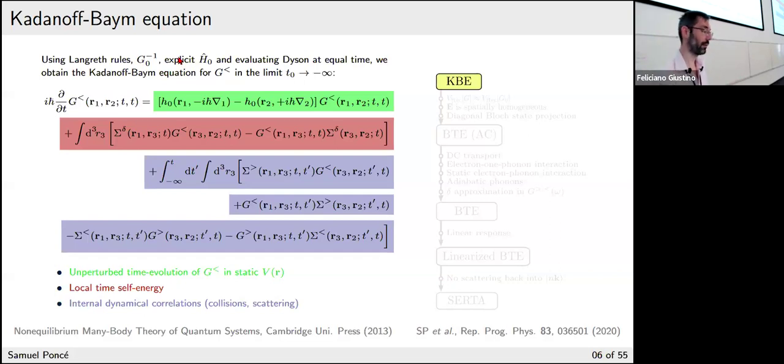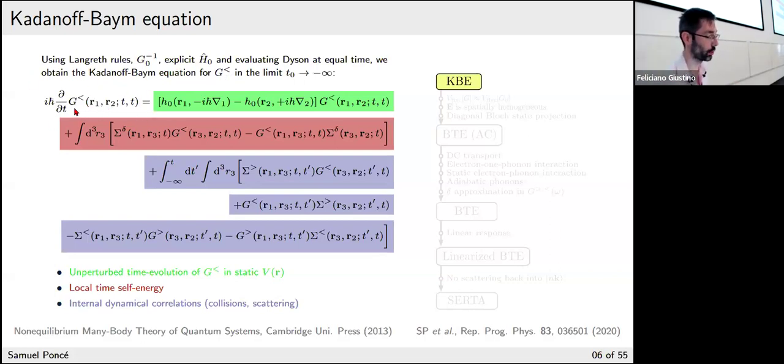And so you have to do a bit of math there, but then you can obtain the so-called Kadanoff-Baym equation of motion. So this is the one for the lesser Green's function. But actually, you have several Kadanoff-Baym equations for all of the possible G. So you have the lesser, the greater, the retarded, and so on. But this is the one we care about for transport.